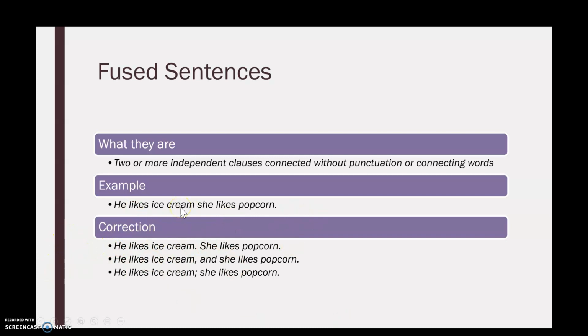So there are a few ways to correct it. One would be he likes ice cream, period. Then she likes popcorn, period. That makes it 2 sentences. The next one would be to add a comma and a coordinating conjunction, one of the fanboys. He likes ice cream, comma, and she likes popcorn. The third way would be to use a semicolon, because remember the semicolon can, in some cases, replace the comma and the coordinating conjunction. He likes ice cream, semicolon, she likes popcorn. Those are the easiest ways to fix fused sentences.